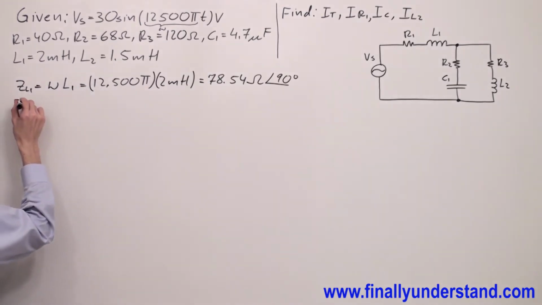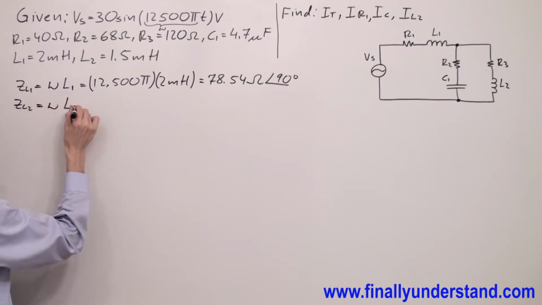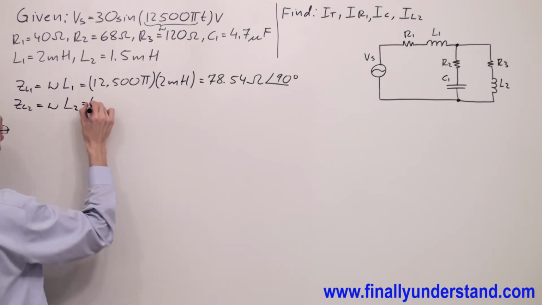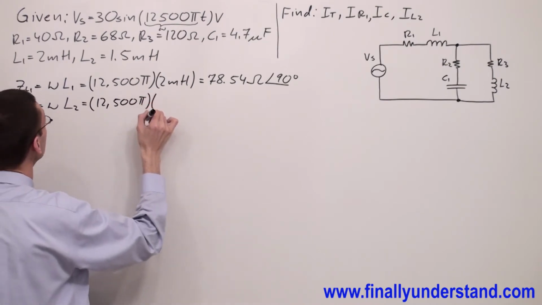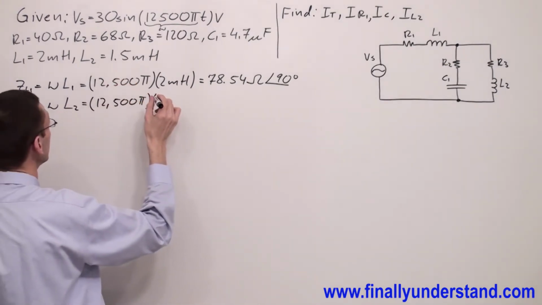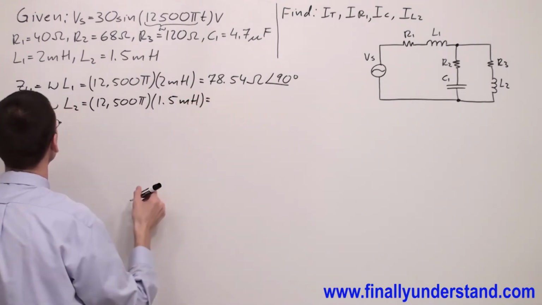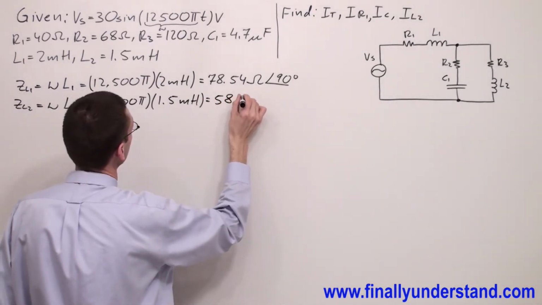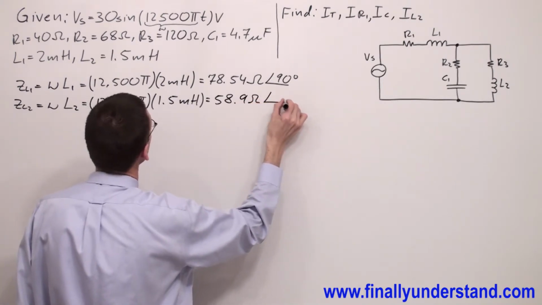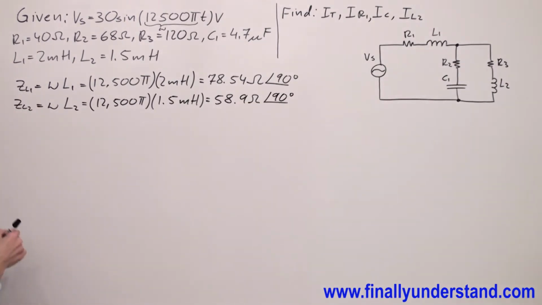Next, we have to find ZL2, which is equal to omega times L2, which is equal to 12,500 pi times L2, which is equal to 1.5 millihenries. This is equal to 58.9 ohms and angle of 90 degrees. Next, we're supposed to find the impedance of the capacitor.